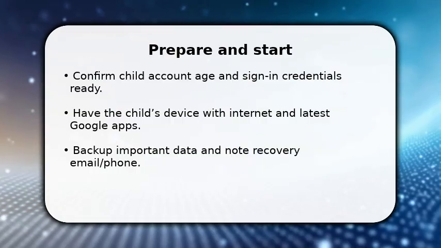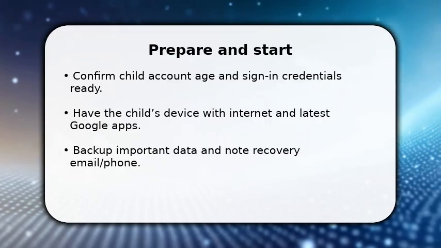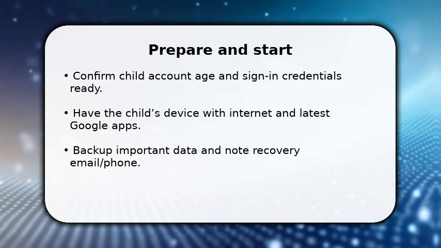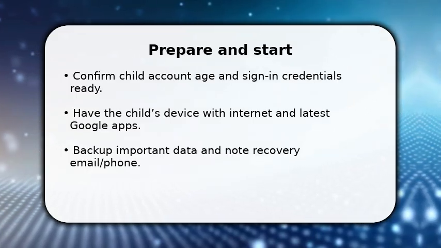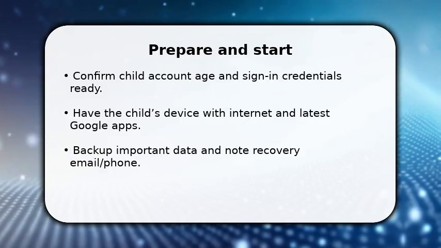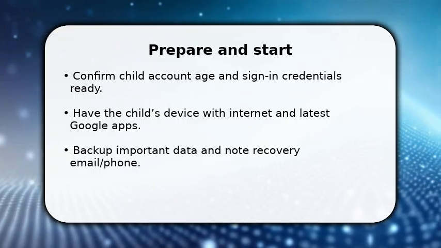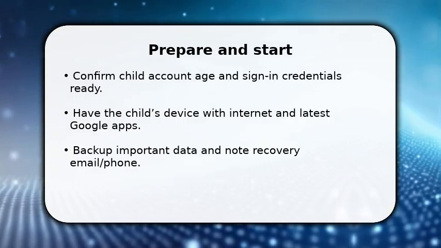You start by confirming the child account age and that you can sign in on the child's device. This matters because removal options differ by age. Once signed in, open Settings and go directly to Google Account Controls or the Family Link app. Make sure the device has a stable connection and the app is updated.